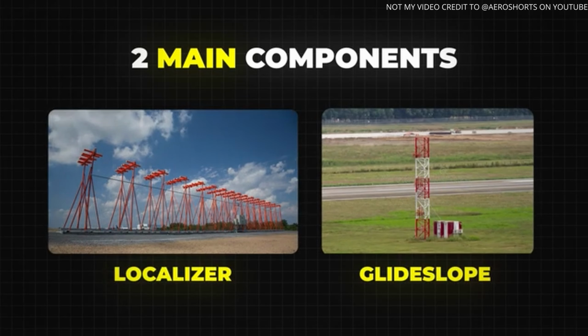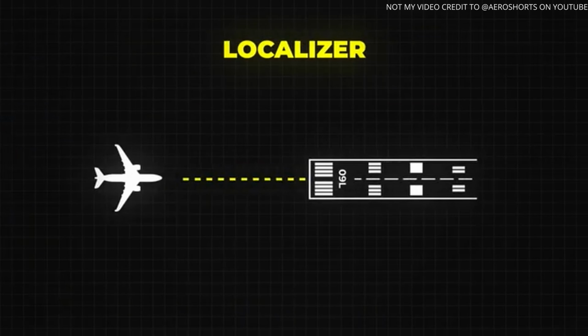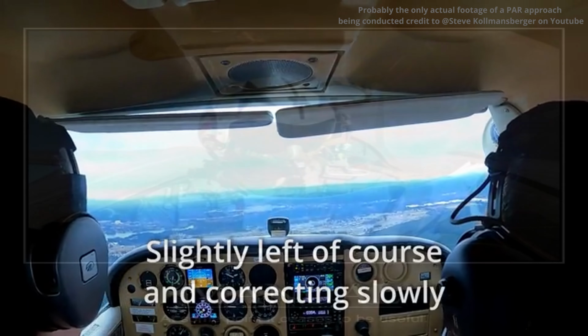The main examples of this being your run-of-the-mill ILS approaches, otherwise known as the Instrument Landing System, your PAR approaches, or Precision Approach Radar.